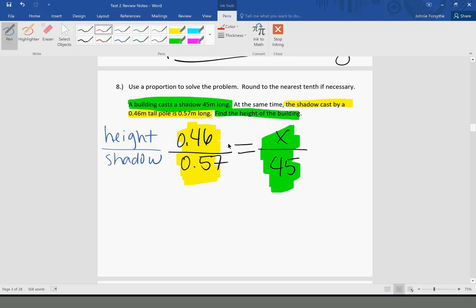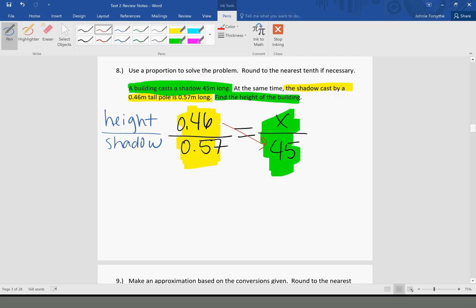Okay, so now to solve this proportion, we're going to cross multiply. Now remember, we are not using a calculator in this class. You cannot use it on your test. So we have 0.46 times 45 equals 0.57x. Okay, so let's first find 45 times 0.46. So remember, when you're multiplying decimals, we can ignore the decimals, set it up as if they're whole numbers, and then go back and put the decimals in there.